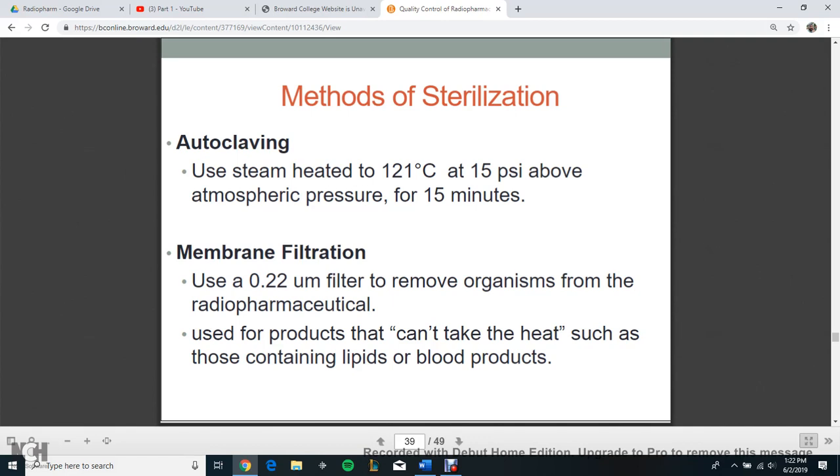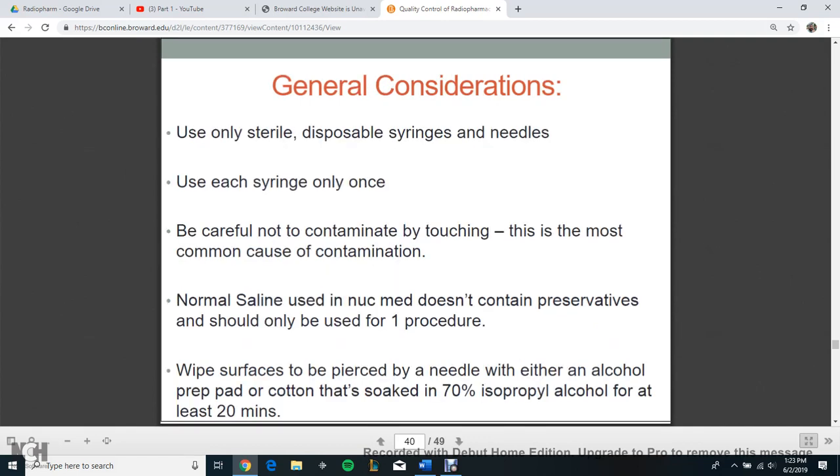Methods of sterilization. Autoclaving uses steam heated to 121 degrees Celsius at 15 psi above atmospheric pressure for 15 minutes. Membrane filtration uses a 0.22 micrometer filter to remove organisms from the radiopharmaceutical. It is used for products that can't take the heat, such as those containing lipids or blood products.